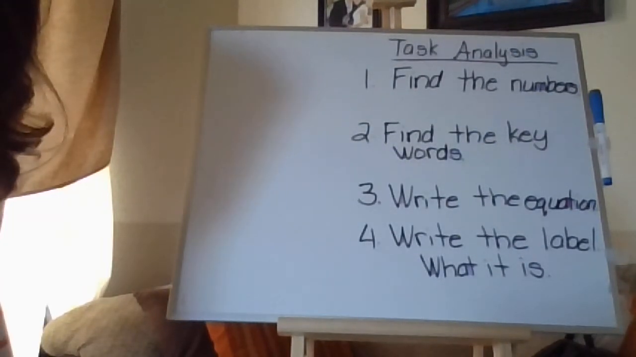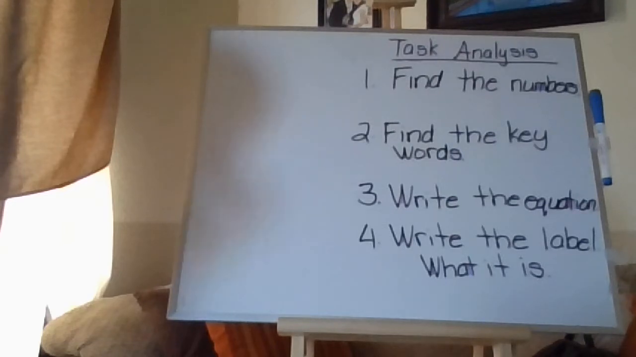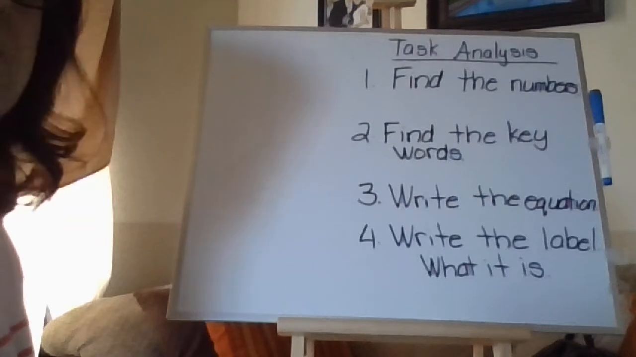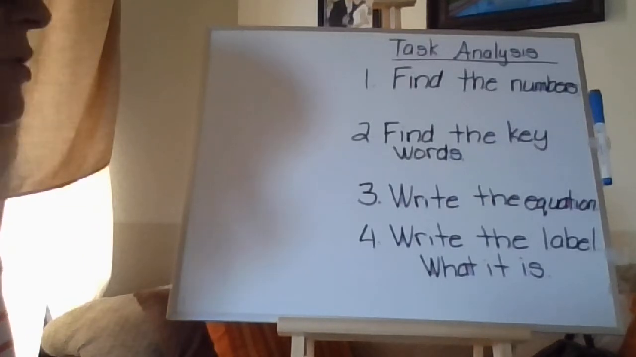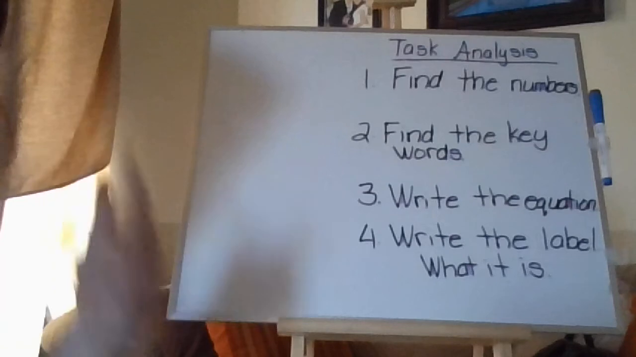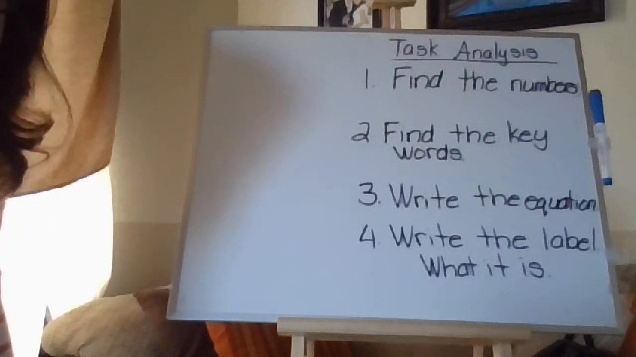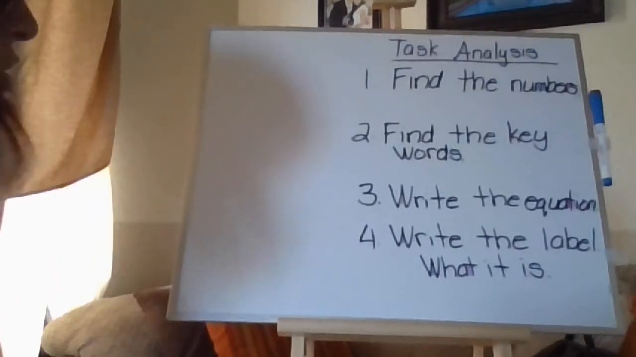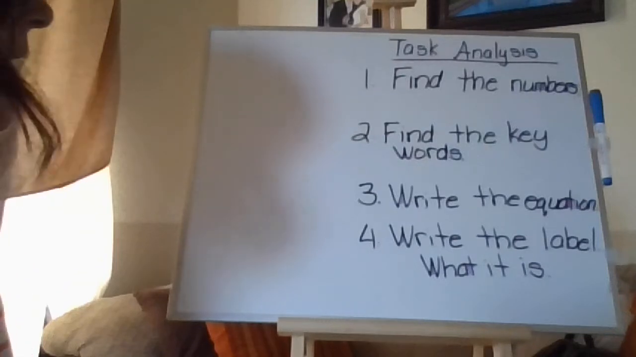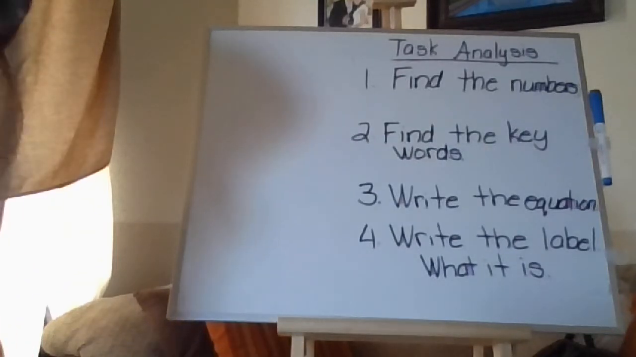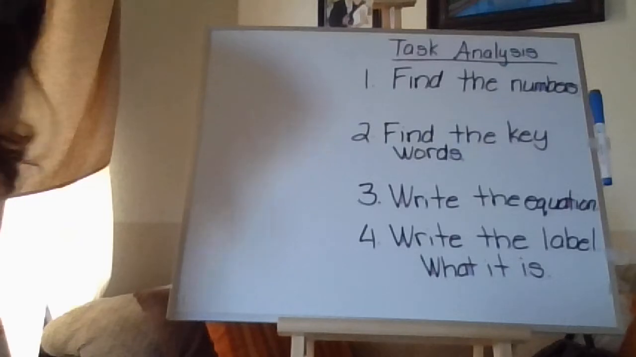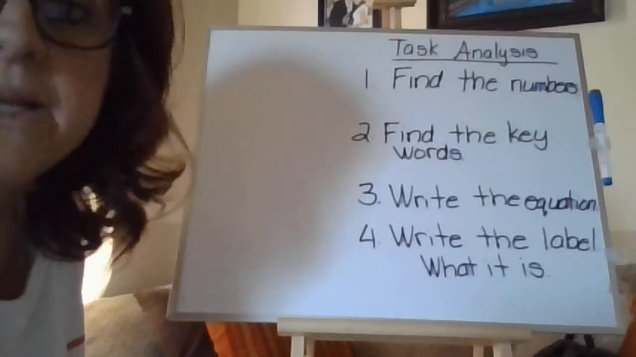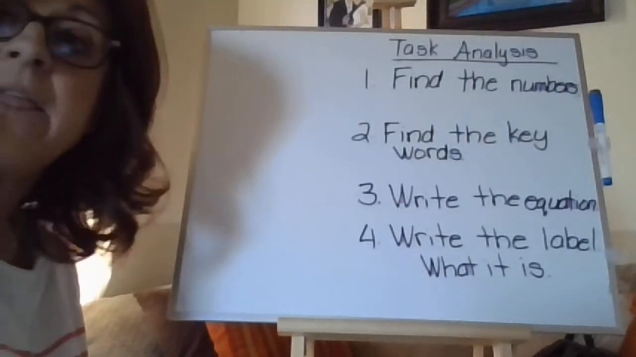As I read the word problem to you, I want you to write the numbers down. Listen for the numbers, find those numbers. Find the key words. You guys are familiar with key words. You can't circle it, but I want you to listen to and think about what the key words are so you can decide if you're going to add or subtract. Then you're going to write an equation using those numbers, and then you're going to write the label. Tell me what it is, okay, that you're talking about. So, first of all, our first one, listen carefully. Do not write the words that I'm saying, only write the numbers.